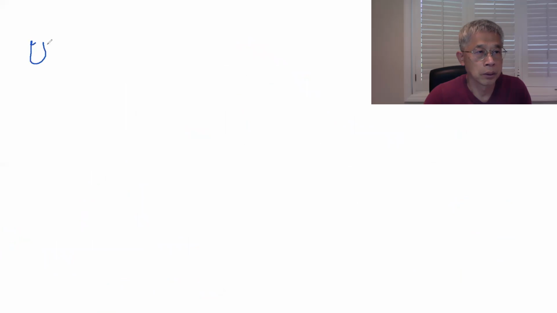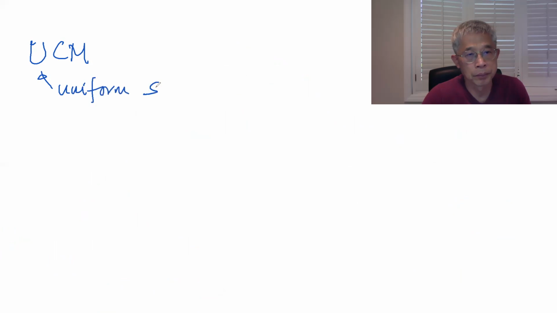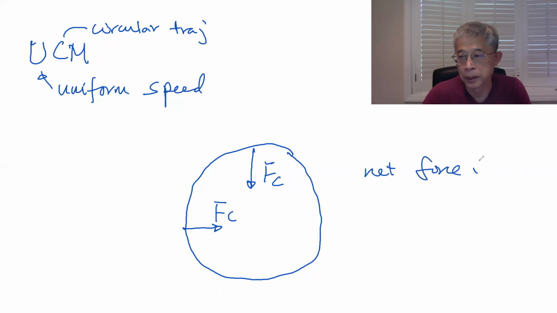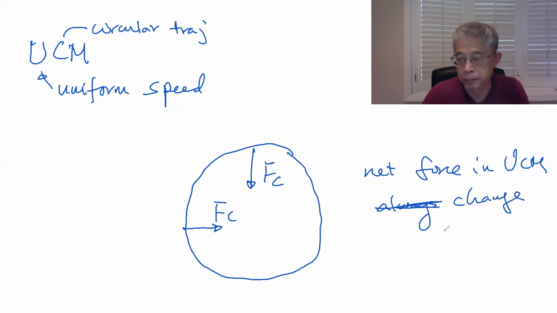So let's talk about UCM a little bit. This is uniform, so uniform speed. And this is circular shape, circular trajectory. And this is just motion. So UCM is actually a very complicated motion. It looks simple, but you can see the net force acting on it is always changing direction. You see that? The net force in UCM is changing direction constantly.